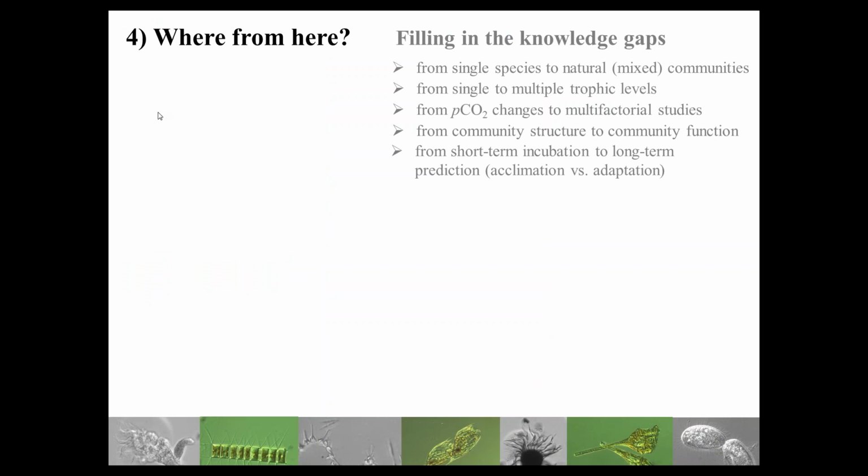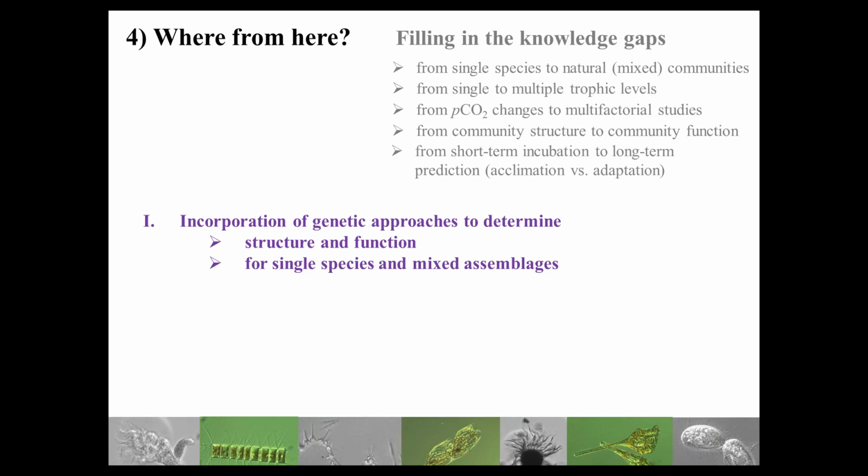It's not enough in regard to how much information has already been produced, and there are increasing review papers that help give a good idea of where we're at for different systems. But if I look at filling in the knowledge gaps, I think we're doing a good job overall. My personal wish would be to strongly push for the incorporation of genetic approaches to determine some of the structure and function changes, and also being able to look at single species and mixed assemblages, and also confirm some of the trends that we see for single species experiments.